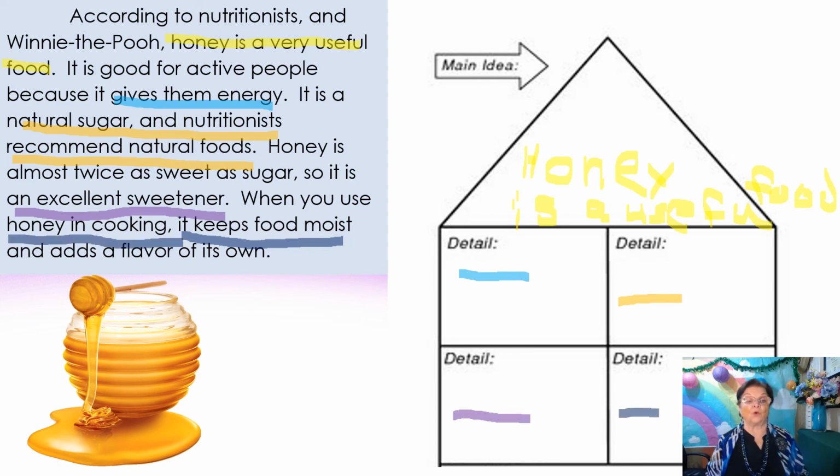There are 4 reasons why honey is a useful food. This paragraph is mainly about honey being a useful food. We found 4 details that proved that.